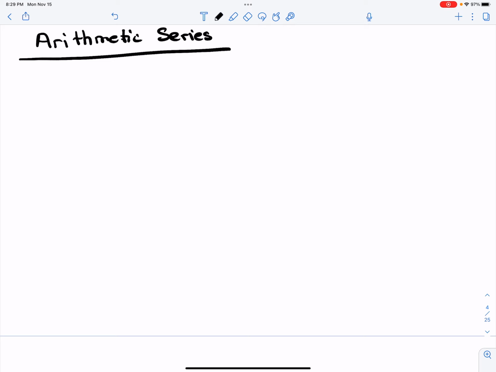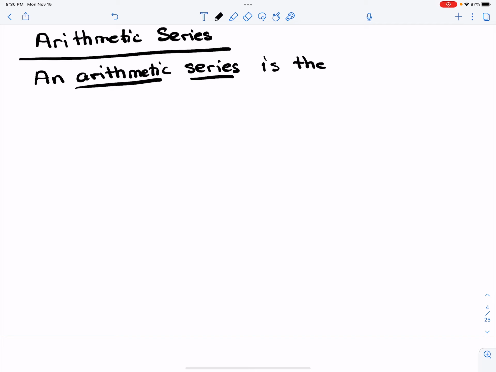If you're wanting to find the series, then you're taking the arithmetic sequence and adding up those terms. So an arithmetic series is the sum of the terms, just like before. You find the terms in the sequence and then add them up. So it's the sum of the terms of an arithmetic sequence. So specifically of an arithmetic sequence here.